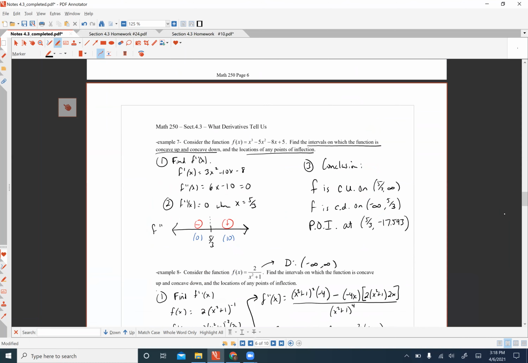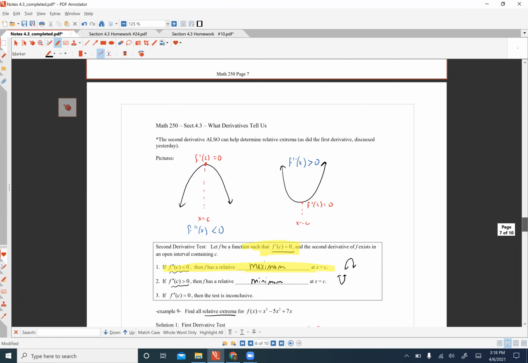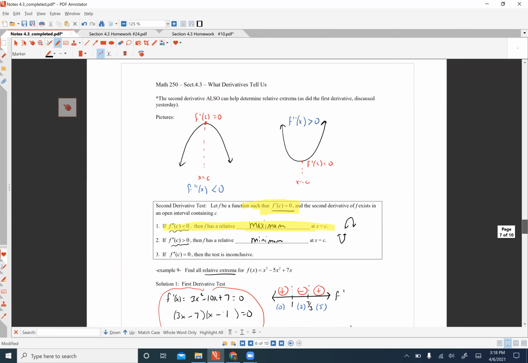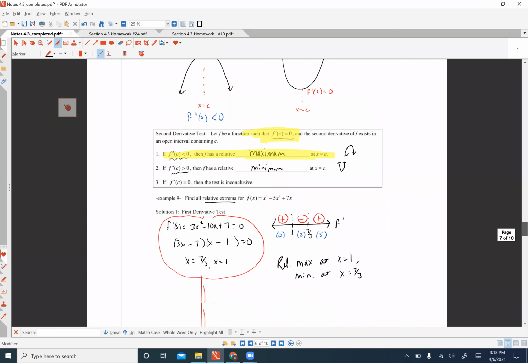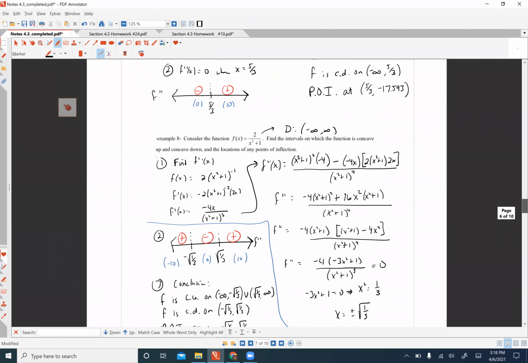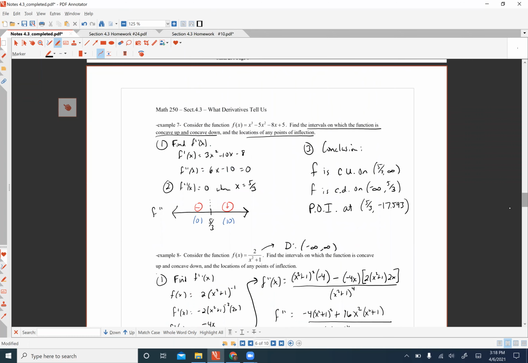So let's look at this one function. Let's look at one more example before we get to the second derivative test here. I actually added a graph to these notes. Okay, so let's just look at example 7. That's a relatively easy problem here.